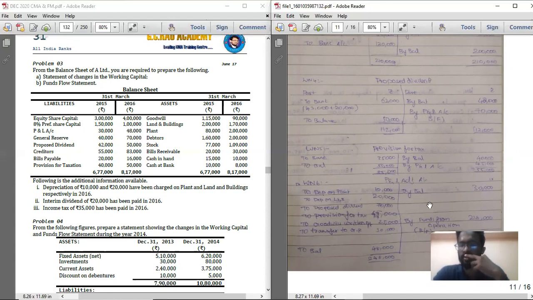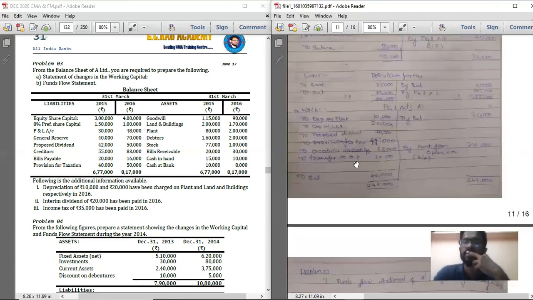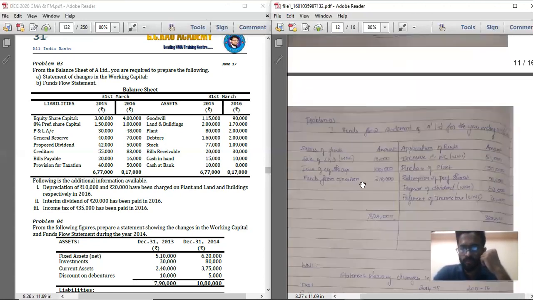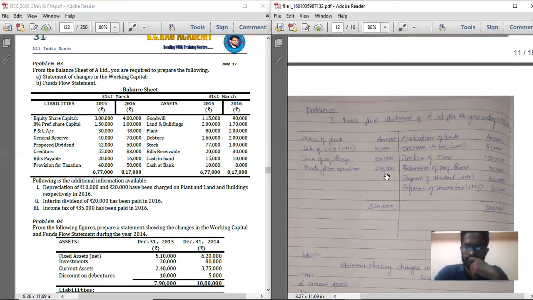So if you total it, whatever the balancing figure is, if it is on the debit side, it is application of funds. If it is on the credit side, it is source of funds because cash is coming in. So by funds from operation, the balancing figure is 2,18,000. This 2,18,000 should be taken to the source of funds. Simple.